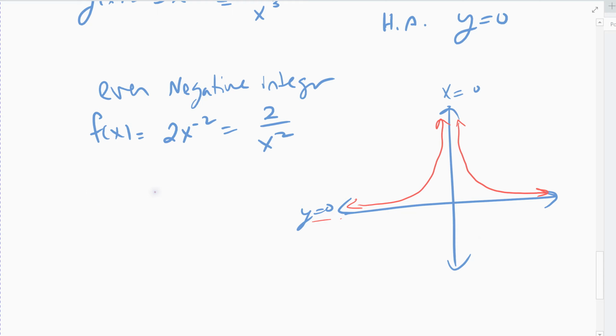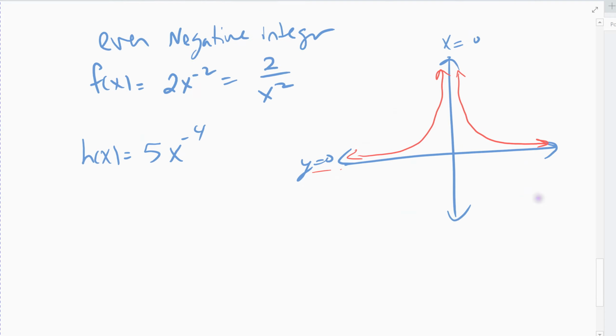So again, in the generalized case, suppose I had h of x equals 5x to the negative 4. It would follow the same shape. What would happen is it would approach a little faster. The graph would be a little skinnier in that case. So if it's an even negative integer, it's always going to have this shape. Well, what shape does it have if it's an odd negative integer?